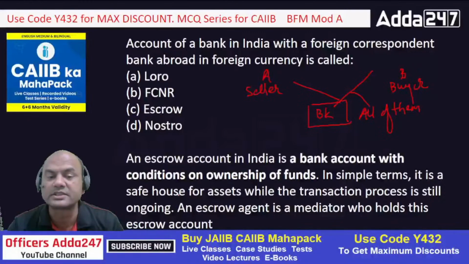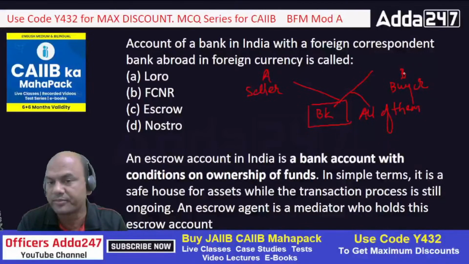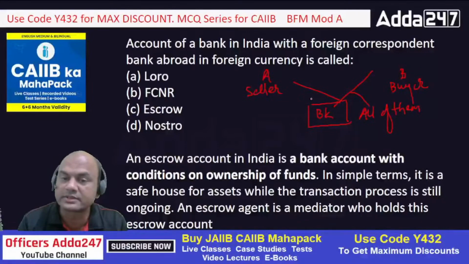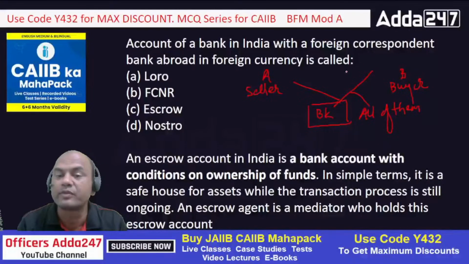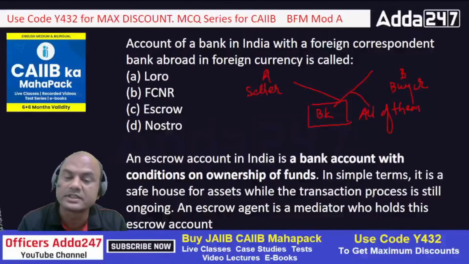In simple terms, it is a safe house for assets while the transaction process is still ongoing. Until A has sent the goods, B won't let these funds go to A, because the funds are kept in the joint account. Nobody will be able to withdraw it. So A will be confident that once I send the goods, I'll definitely get the money. And B is confident, I'll give the money only after seeing the goods. So while the transaction is in process, this bank is a safe house.